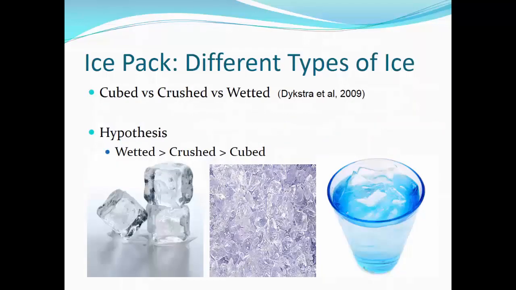There have been some studies examining the differences between cubed, crushed, and wetted ice. One great study was done by Dijkstra and colleagues in 2009. The hypothesis of the study was that the wetted ice would be the coldest, followed by the crushed, and then the cubed.